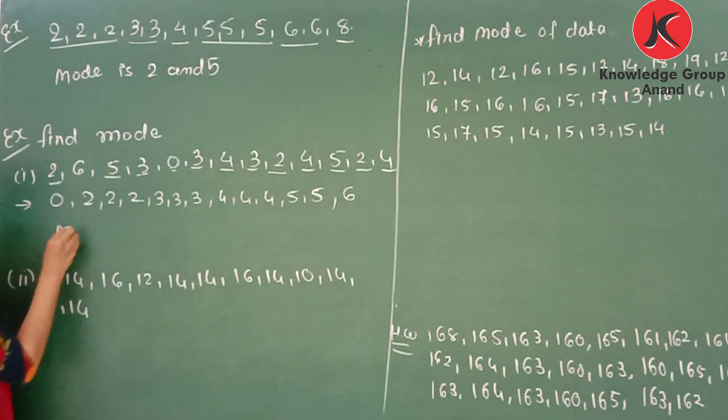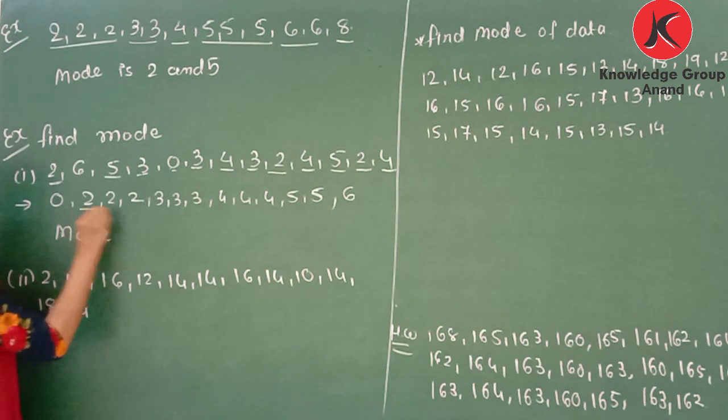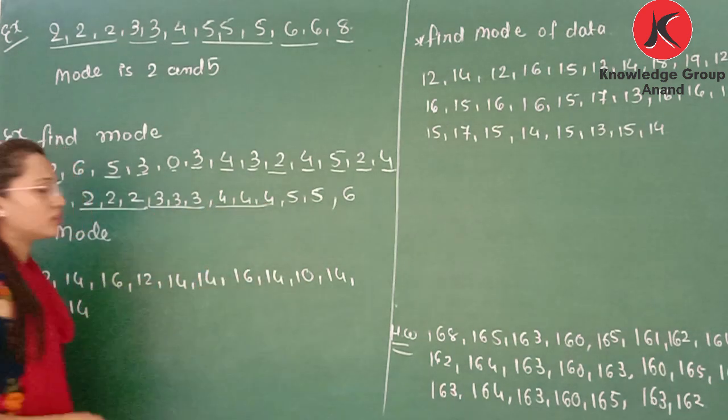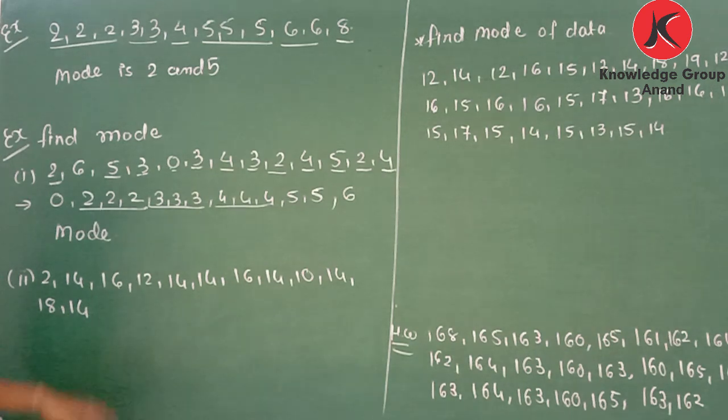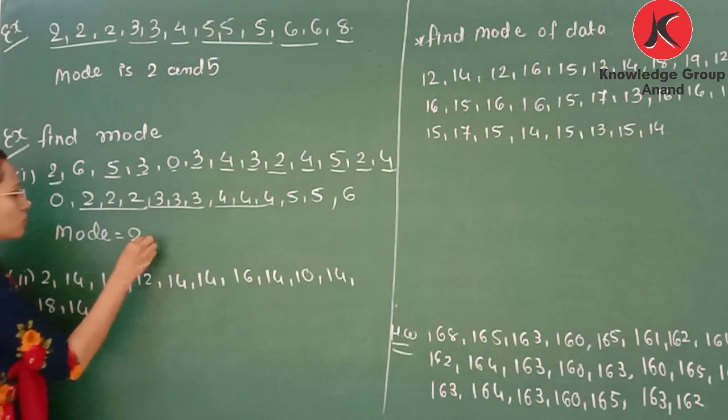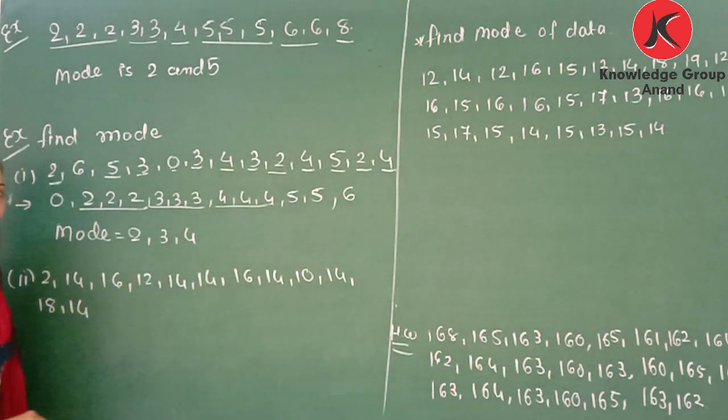So mode. Here 2, 3 and 4 are all repeated 3 times. So mode will be 2, 3 and 4. Clear? So this way you can find the mode.